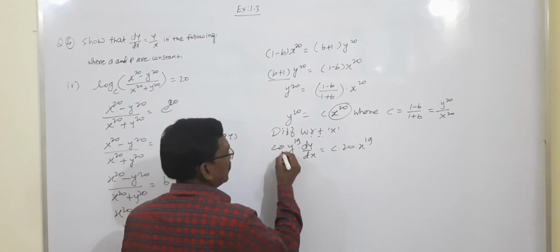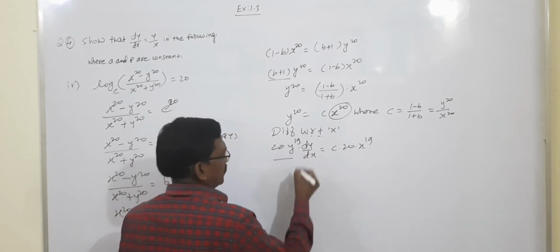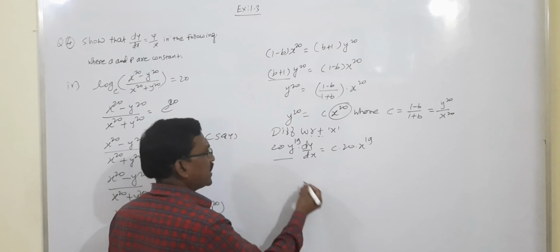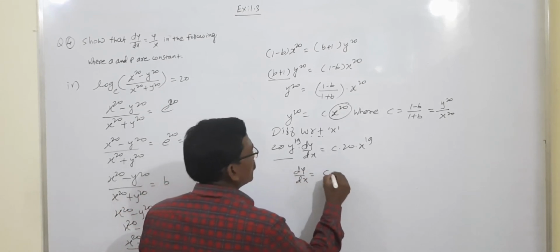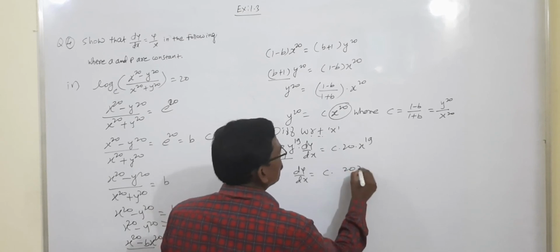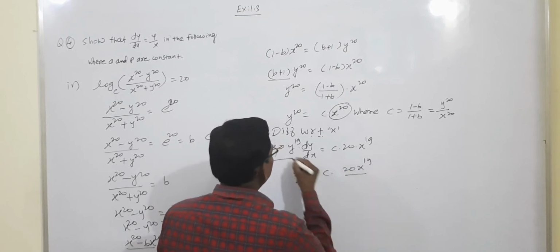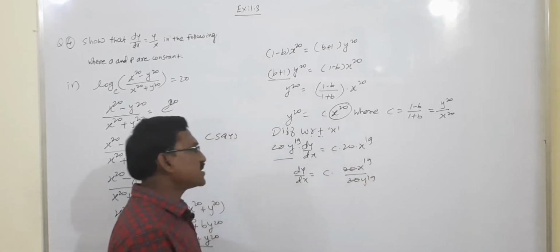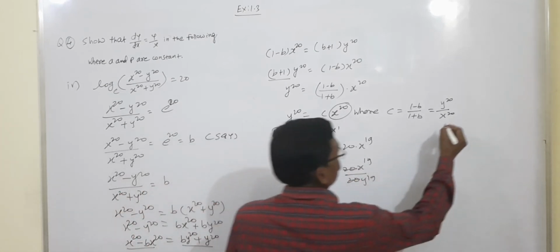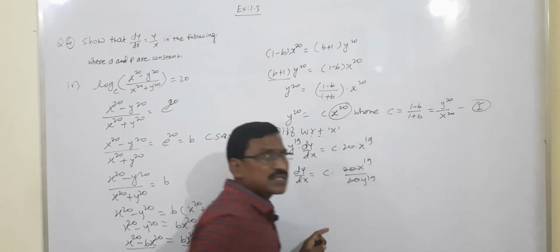Now we take this 20 into y to the power 19 to the right hand side. It is dy by dx is equal to constant c into 20 into x to the power 19 divided by 20 into y to the power 19. This 20 will get cancelled. Now we call this equation first.